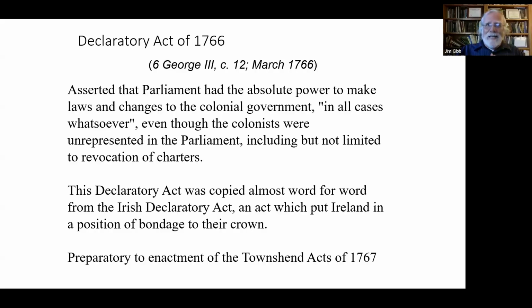However, they passed the Declaratory Act of 1766, which is actually the same law they had passed regarding Ireland 50 years earlier. It basically said, you can pass all the laws you want, do whatever you want, but Parliament ultimately has the final say. The acts of Parliament trump everything else. That worried people in the colonies.